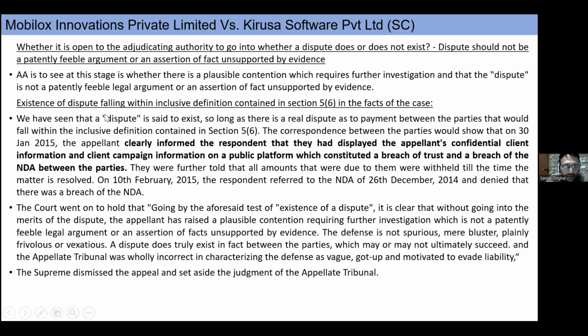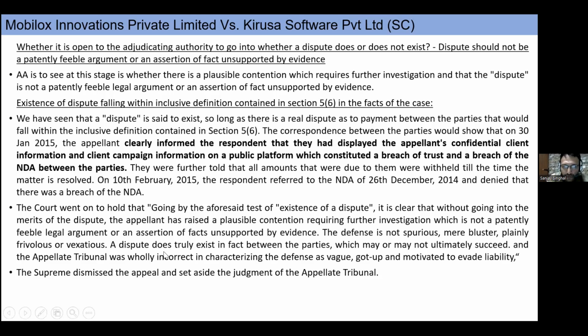And the Supreme Court held that the definition of dispute in section 5 subsection 6 is an inclusive definition. The Supreme Court also observed that a dispute is said to exist so long as there is a real dispute as to payment between the parties, which would fall within the inclusive definition contained in section 5 subsection 6. The correspondence between the parties would show that on the 30th January 2015, the appellant clearly informed the respondent that they had displayed the appellant's confidential client information and client campaign information on a public platform, which constitutes a breach of trust and a breach of NDA between the parties. So the Supreme Court also held that this comes within the inclusive definition of dispute.